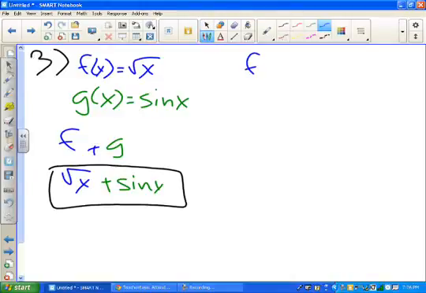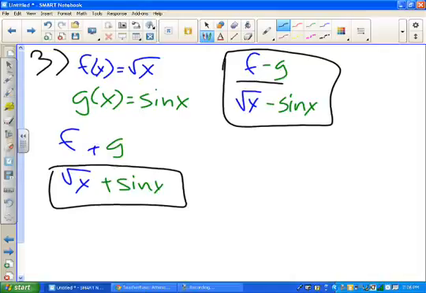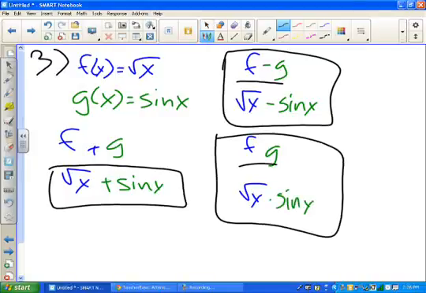So for problem number 3, same thing. I've got f of x is square root of x, and g of x is sine of x. When I add them up, there's really no way to simplify it. I just leave it as square root of x plus sine of x. f minus g, same thing, square root of x minus sine of x. And when you multiply them, it's still the square root of x times sine of x. Nothing really changes. I can't simplify or combine the square root of x with sine of x. There's no simplification. So we just leave it the way it is, and then we plug in the value. So that was kind of an easy one.